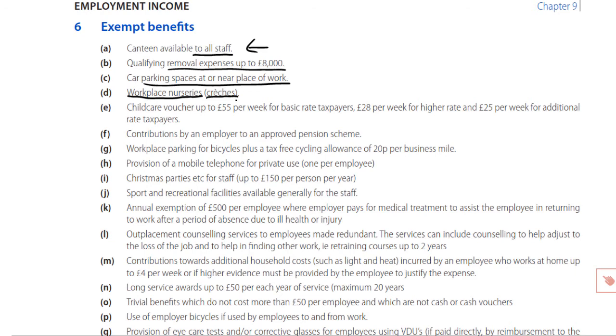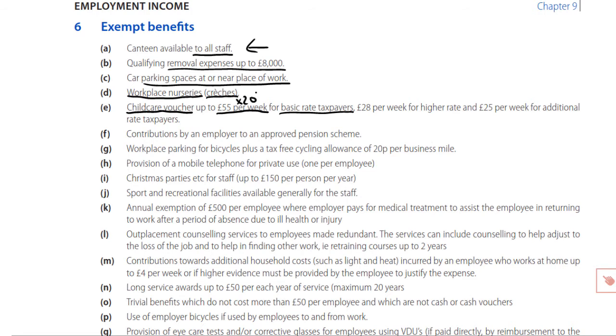An authorised and proper way of doing it would be to provide childcare vouchers to employees, where these too would be an exempt benefit, depending on how much and the level of taxpayer that you are based upon your employment income. If you're a basic rate taxpayer, there's an exemption level of £55 a week. Now, if you're a basic rate taxpayer, you're paying tax at 20%.